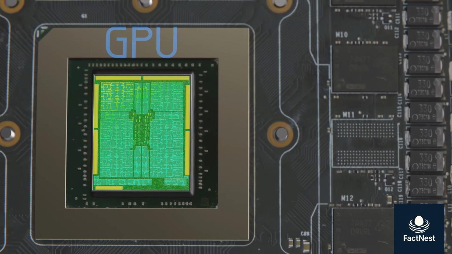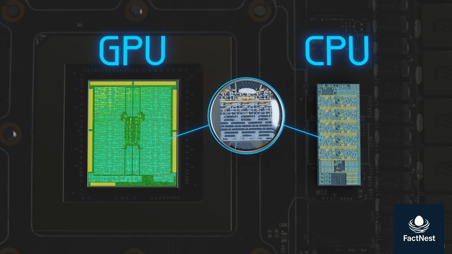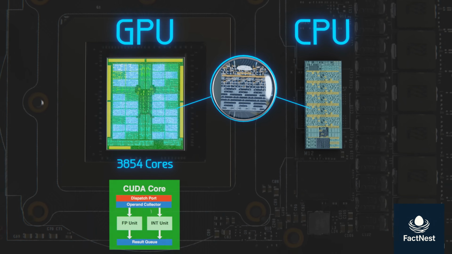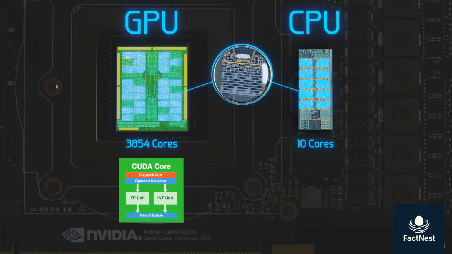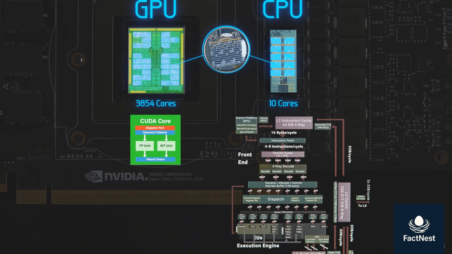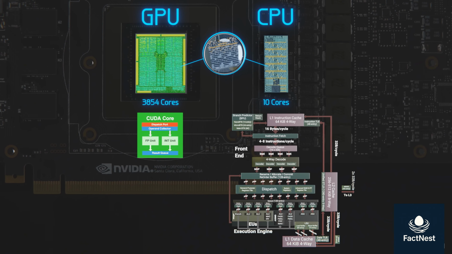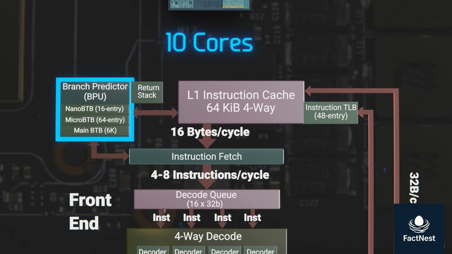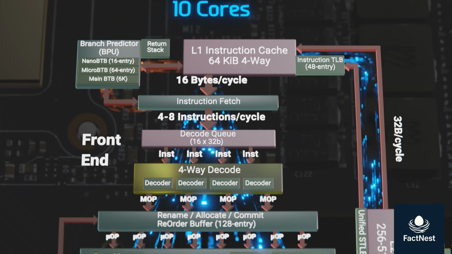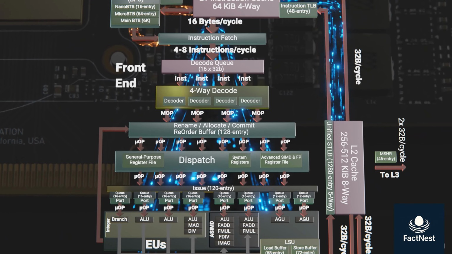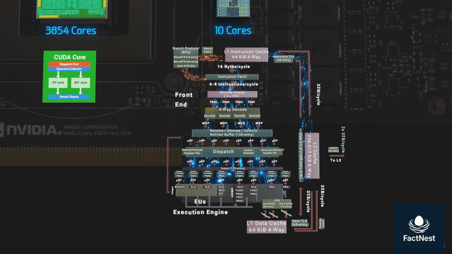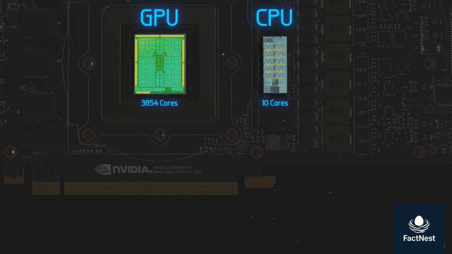GPUs and CPUs are similar in many ways. However, GPUs have thousands of cores that are limited to basic arithmetic, whereas CPUs have only a handful of cores that perform far more complicated operations. Additionally, CPUs have branch prediction and deep pipelines that optimize the execution of code. Here's a quick example of what GPUs can do.